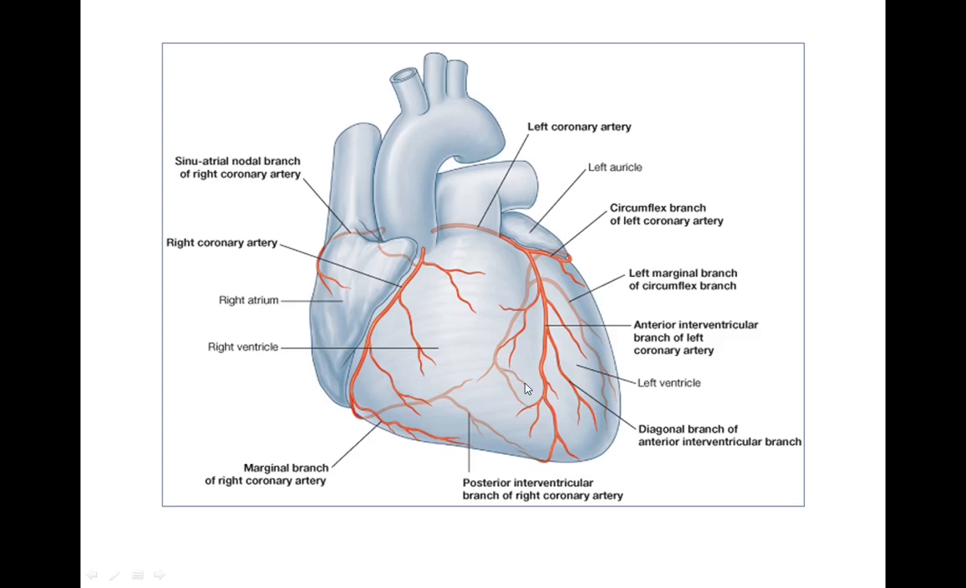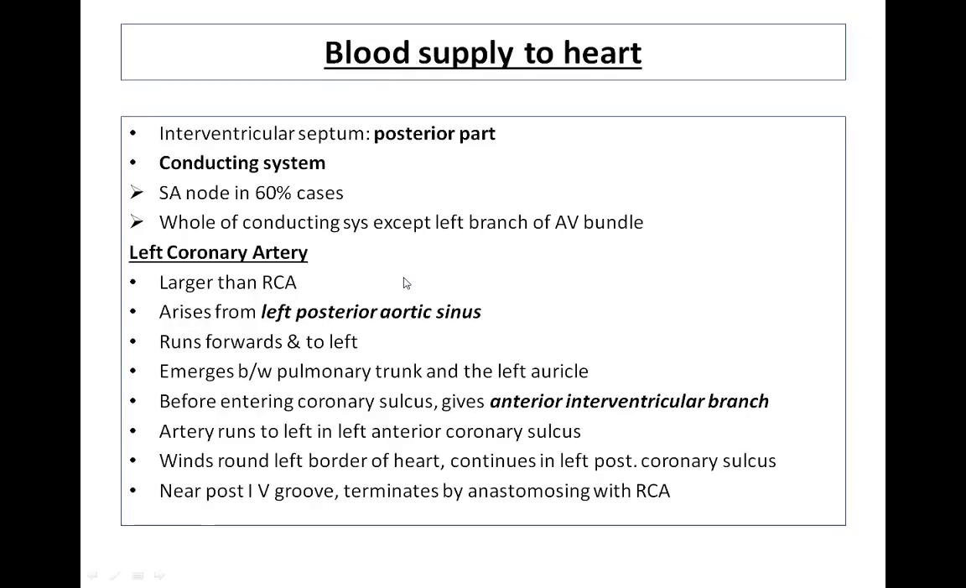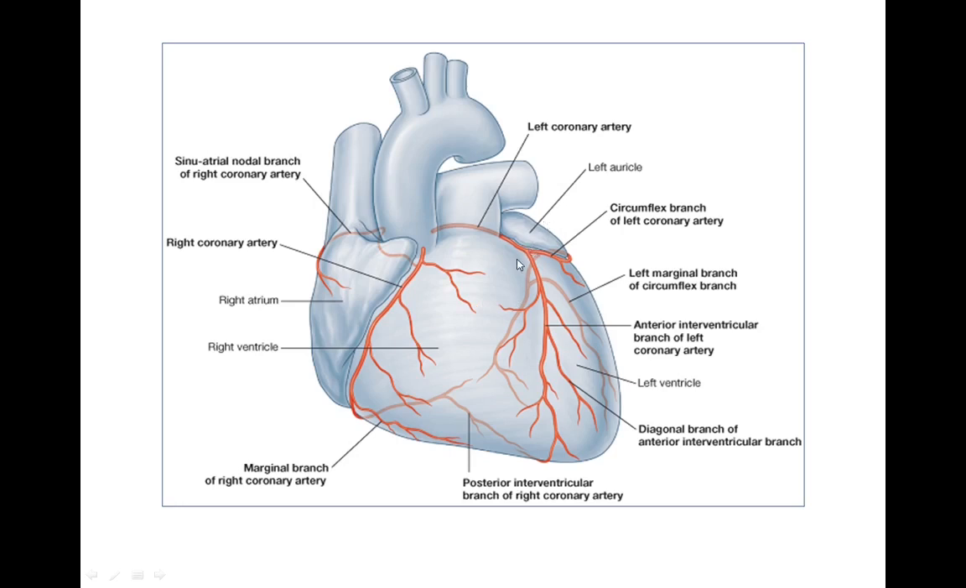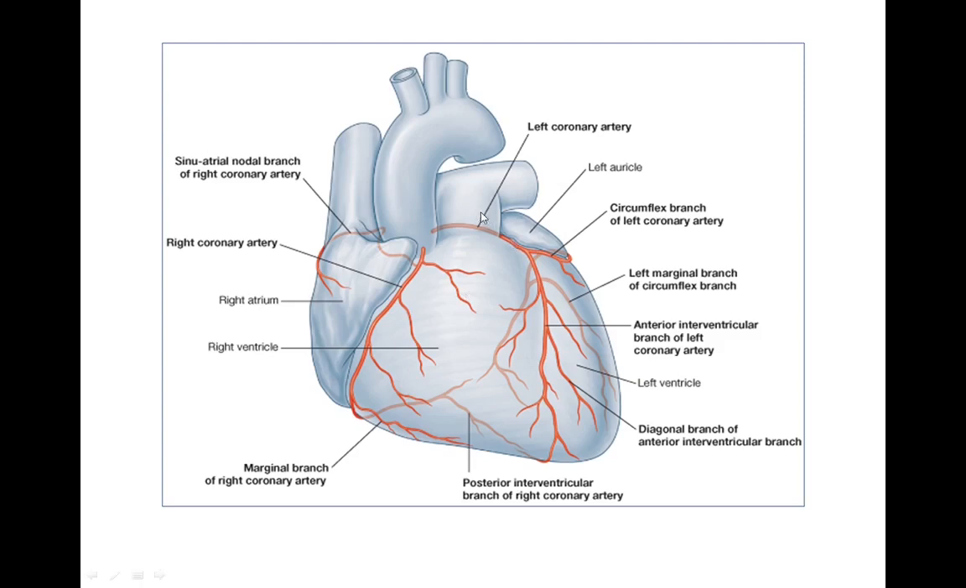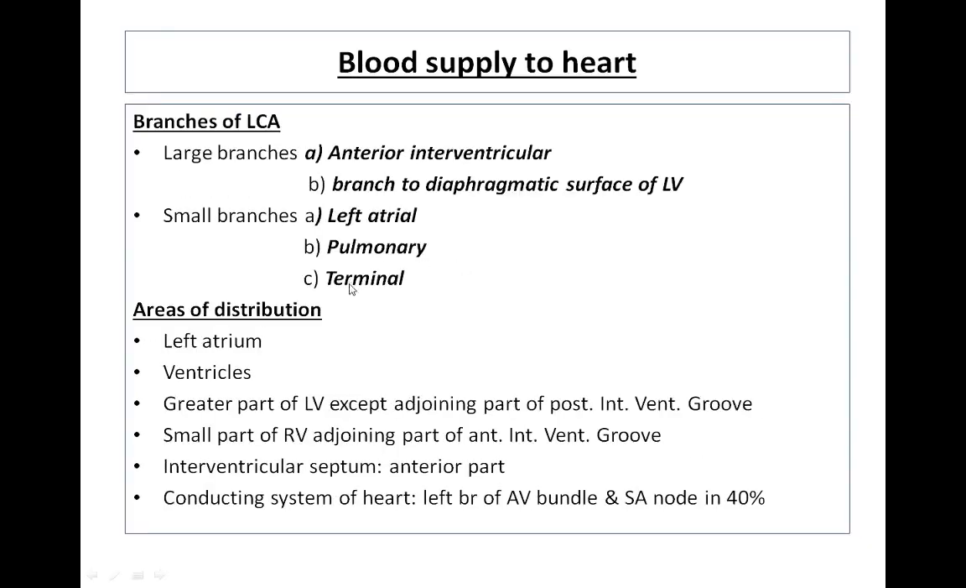It will ultimately supply the left atrium. Then your left atrial branch, because it has to supply the left atrium, so the branch arising to the left atrium is called the left atrial branch. Then it also has to supply the pulmonary trunk, so the pulmonary branch. Then the terminal branch, which ultimately anastomoses with the right coronary artery.